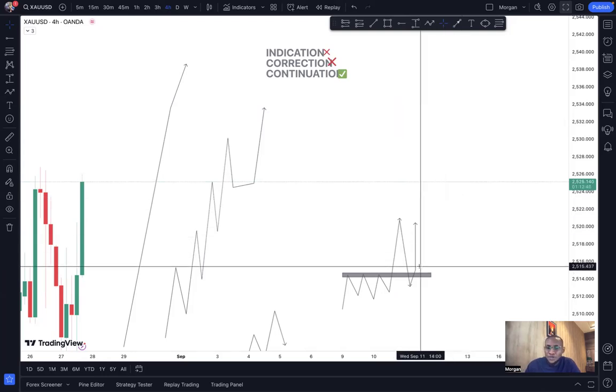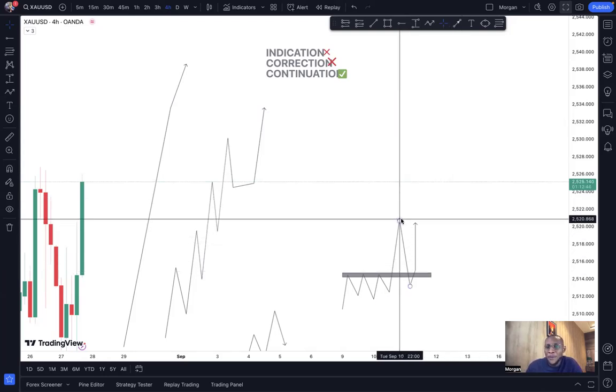So if I enter this trade 10 times, price will get here 8 times and I'll win the trade. Right? This is how I like to view the market and enter a trade. This is my system basically.